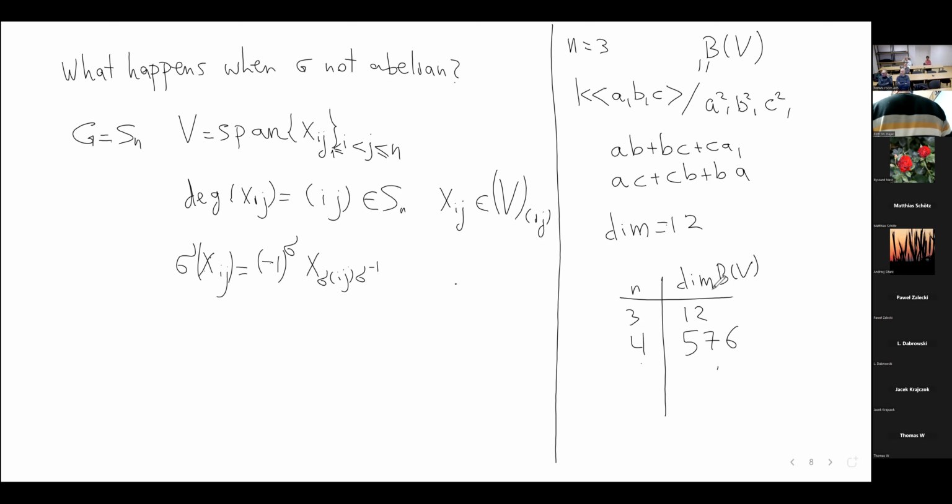It's 576. Dimension 5 is 8,294,400, the number that obviously you all expected. And for 6 and above, it's not known. We don't know if it's finite dimensional or not.